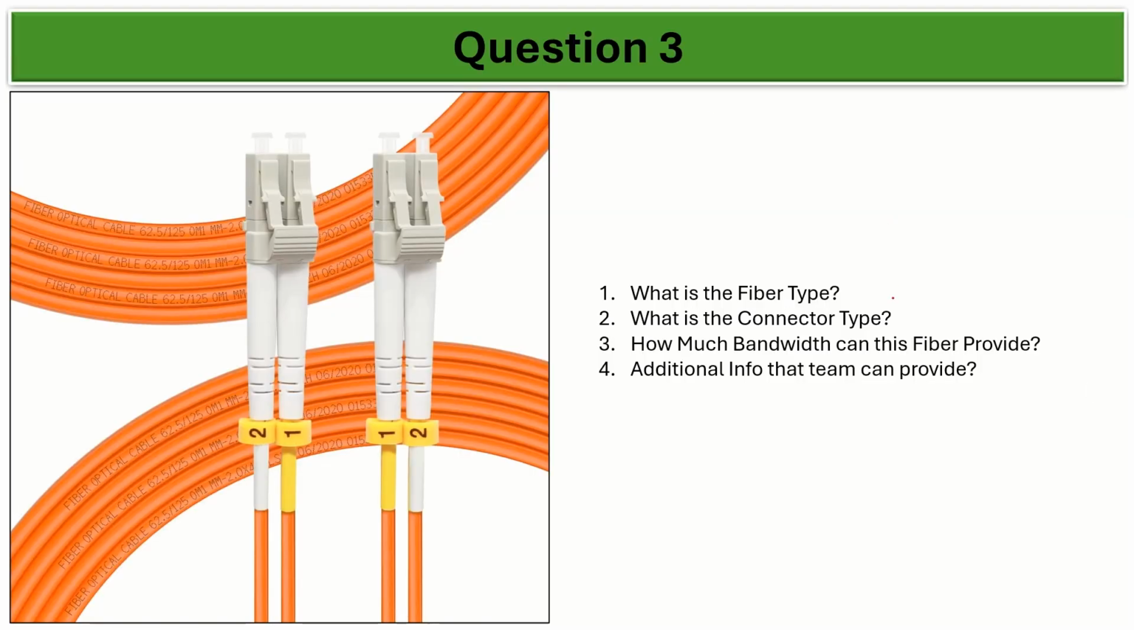Third question is fiber type. What we can see here is 62.5 micron, and this micron represents multi-mode fiber. The connector type again is LC type here, and bandwidth supported by this is 1 gig, because a 62.5 micron multi-mode fiber patch cord can only support 1 G of bandwidth. Additional information is that it can go up to a distance of max 550 meters and not more than that, because it is not single mode and can only support shorter distance.